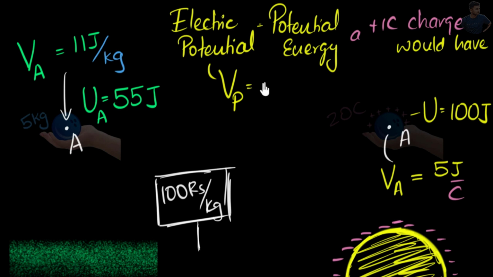And the way you calculate it is you take the potential energy and you divide by the charge to calculate how much you get per coulomb. And the unit for that would be joules per coulomb. But it turns out that joules per coulomb is also called, because it's used so often, a volt. Named after the physicist Alessandro Volta, who invented the very first battery. Okay, so volt is just joules per coulomb.